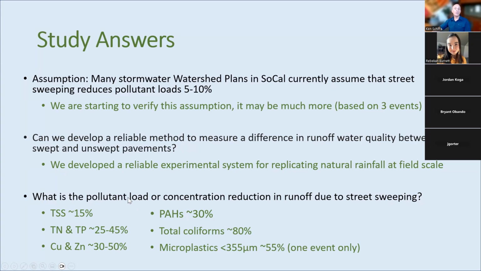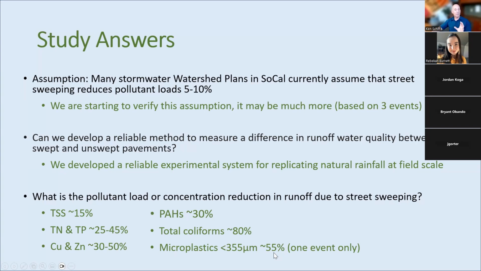And for some of the pollutant load concentration reductions, just based on this one street sweeping pilot, we see removal of most of the things that they care about, at least in Southern California. For solids, we can get 25 to 45% removal for some nutrients. For some of the most important trace metals, we're seeing a 30 to 50% removal. For the organic contaminants like PAHs, we're seeing a 30% removal. And coliforms, much more. And up to half the microplastics.